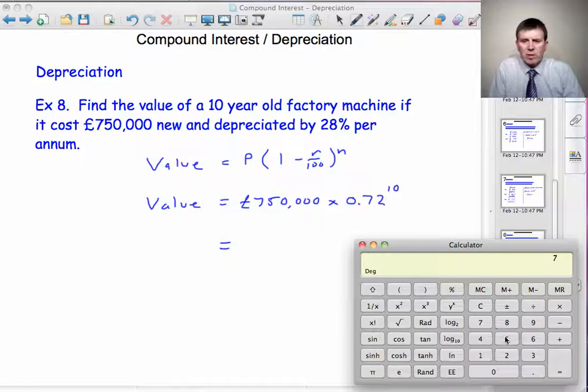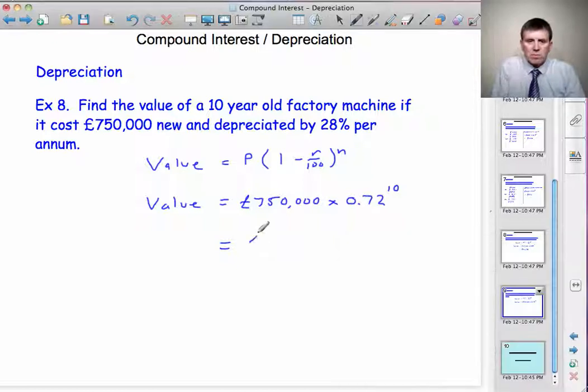So we've got 750,000 multiplied by 0.72 to the power 10, and to the nearest pound that's going to be 28,079 pounds. Not worth very much compared with the 750,000 pounds that it was new.